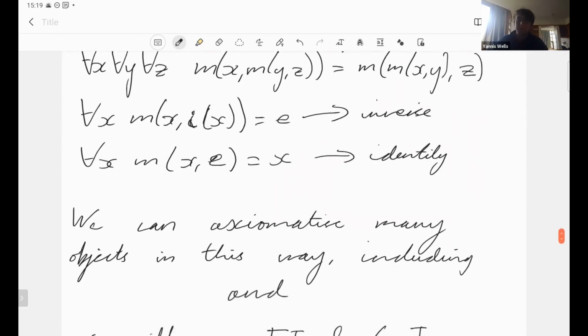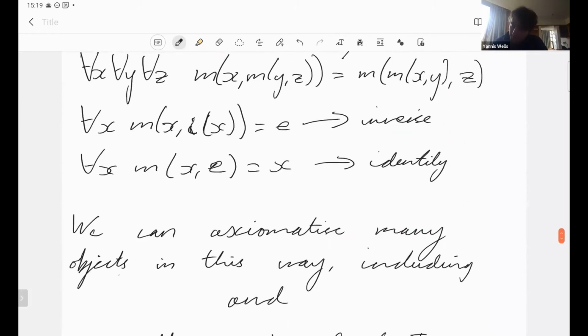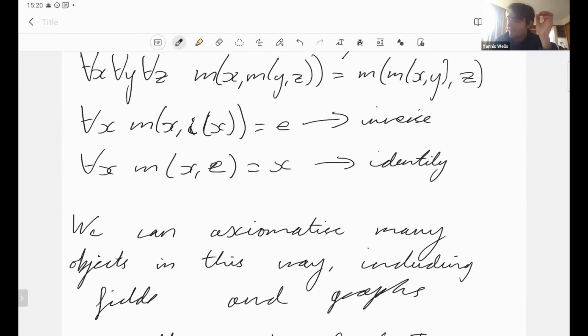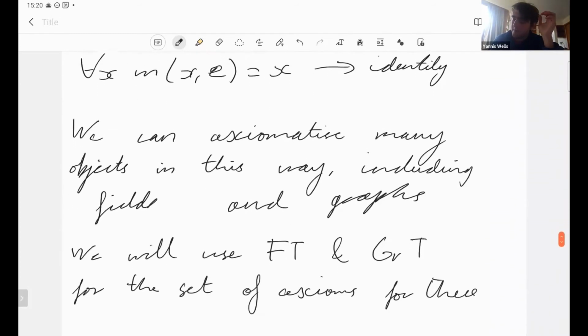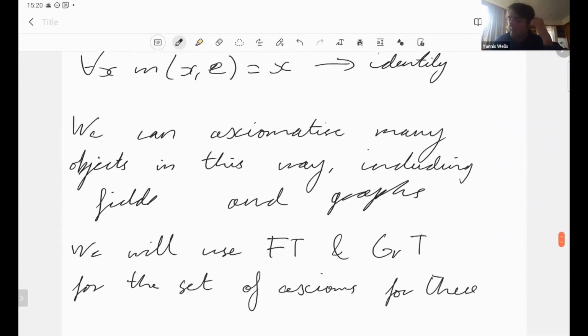And there are many things we can axiomatize, including, as I just mentioned, fields and graphs, which are two things that, if everything goes to plan, there will be some specific examples in field theory and graph theory. And I'll write FT for field theory and GRT for graph theory, i.e. the set of axioms for these theories.